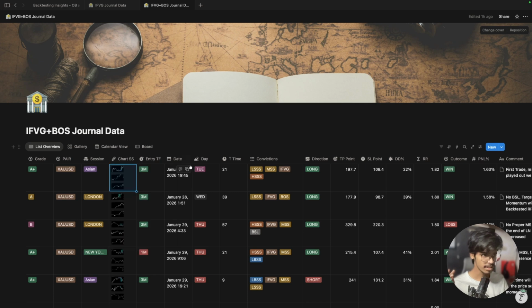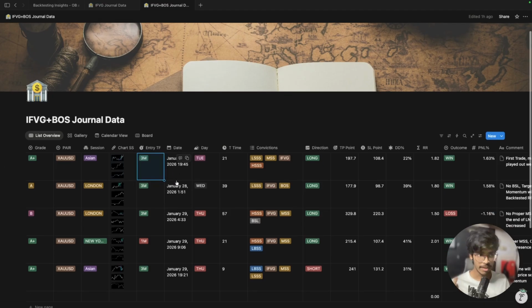Okay, then for my trade, I need to record the entry time frame, 1 minute, 2 minutes, or 3 minutes. Which entry did I use? The date and the time of the day. Okay, and the day, Tuesday, Wednesday, Thursday. Trade time, T time, is how much time it took.